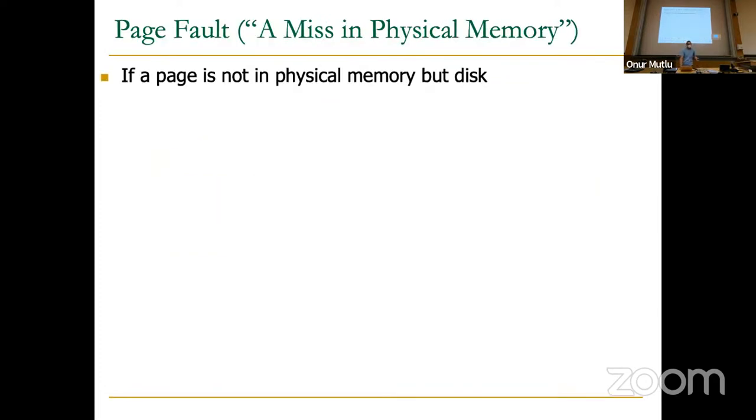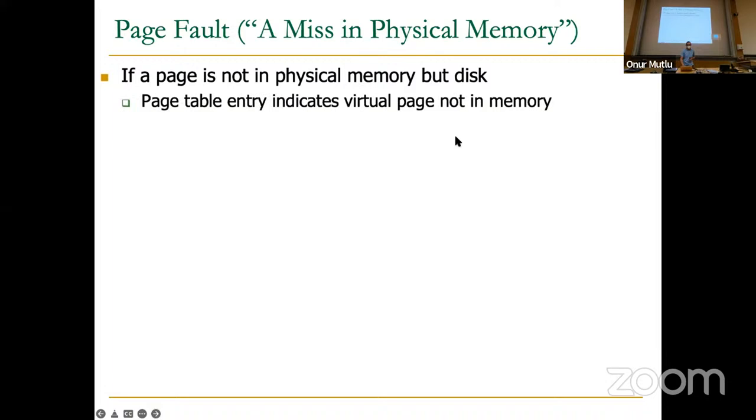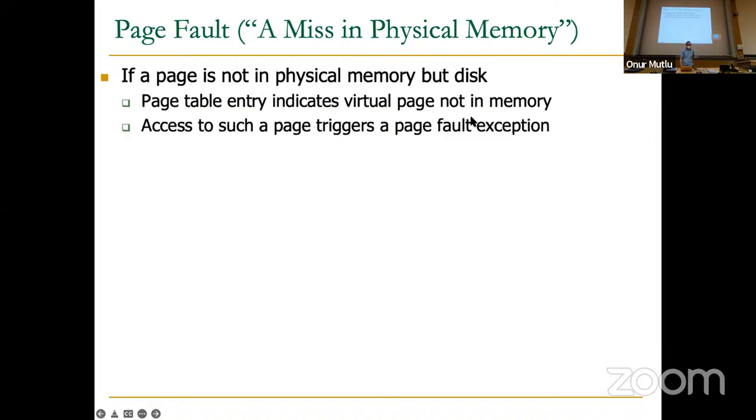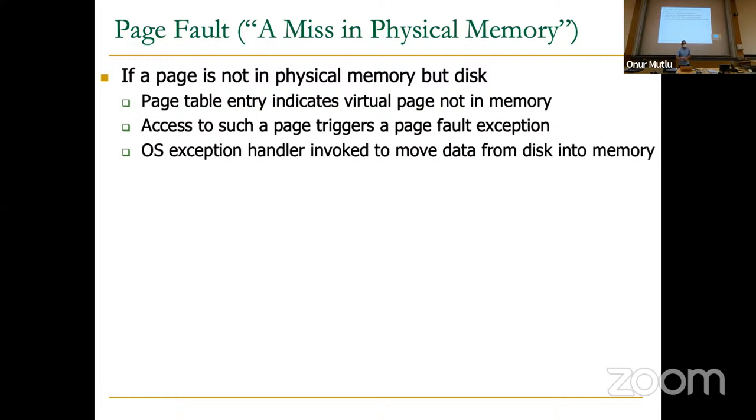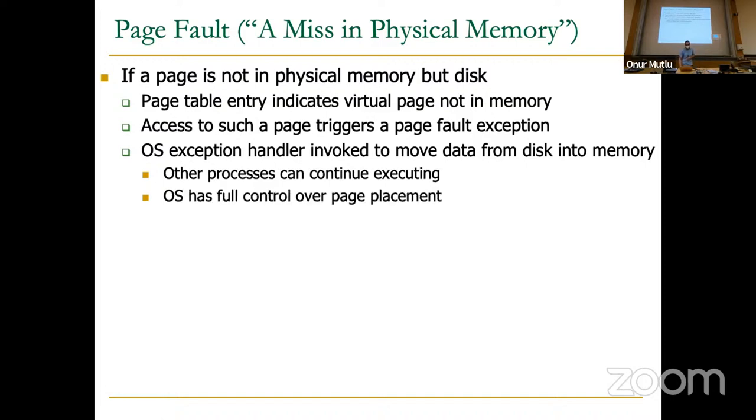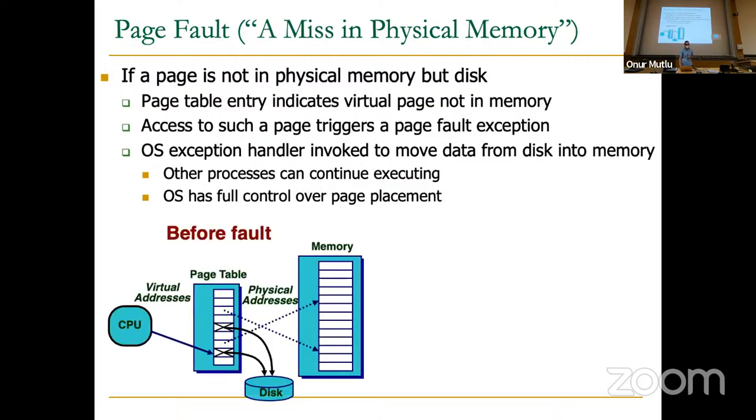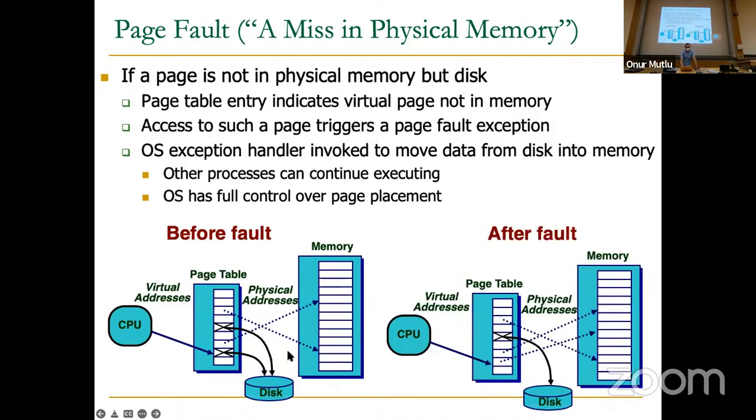Okay, so basically, let's talk about this page fault a little bit. Page fault means that you have a miss in physical memory. The page table entry indicates that the virtual page is not in memory, basically. Access to such a page triggers a page fault exception. Now we're talking about an OS handling this. And the OS exception handler is invoked to move data from disk into memory. Other processes can continue executing, but this process basically is moved aside, and the OS handles this page fault. And it has full control over page placement. Before the fault, you don't have the mapping that you need on the physical memory. And after the fault, you have a mapping for the page. This page is what you're looking for, basically.